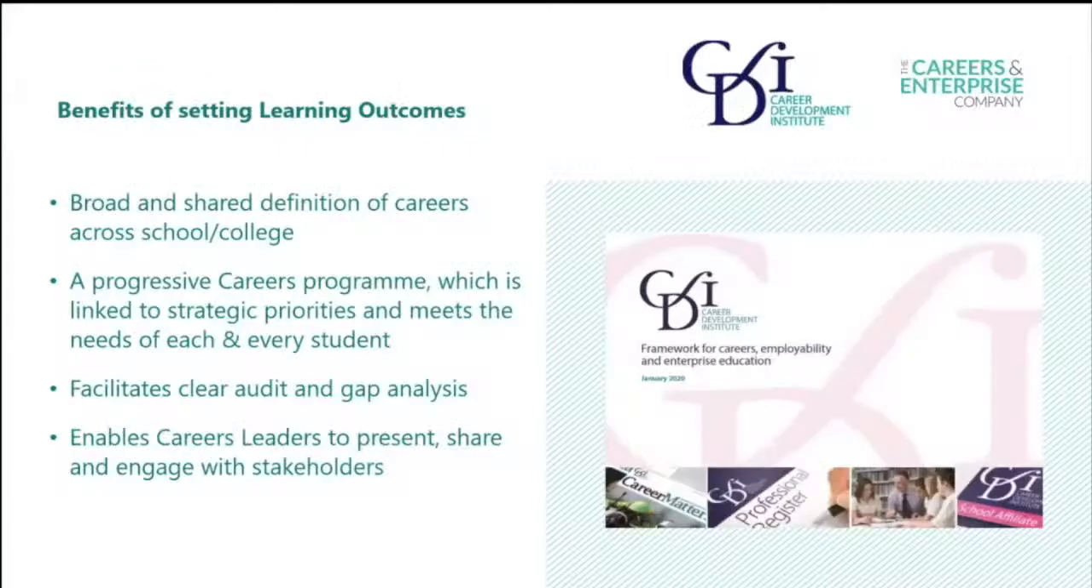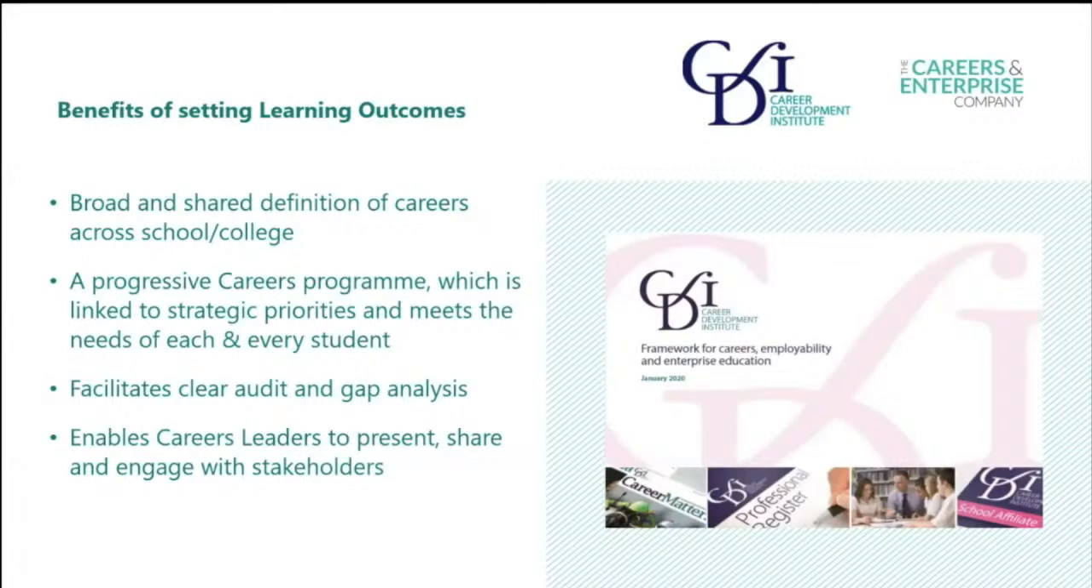So this is a recap on some of the thinking that was covered in the Benchmark 1 workshops, where we looked at the CDI framework. This framework really handily articulates careers, employability and enterprise education learning outcomes for learners from Key Stage 2 to 16 to 19 cohorts.